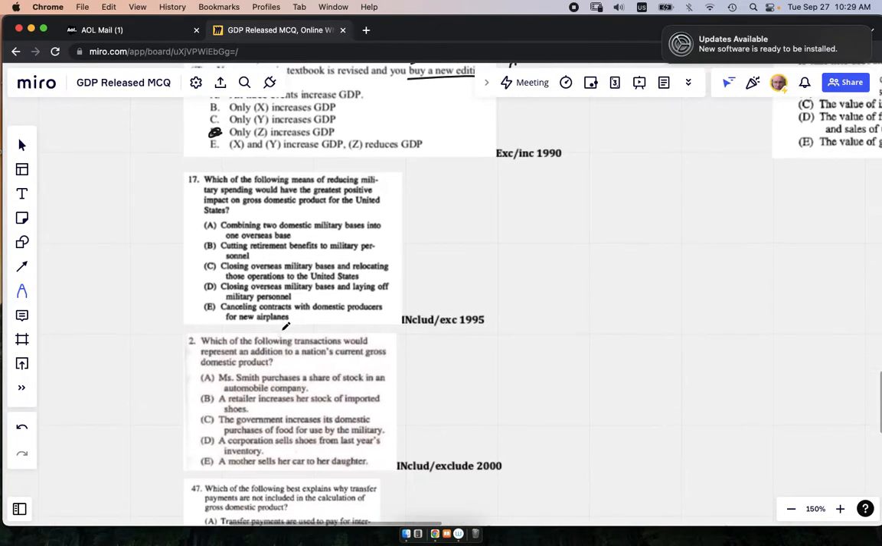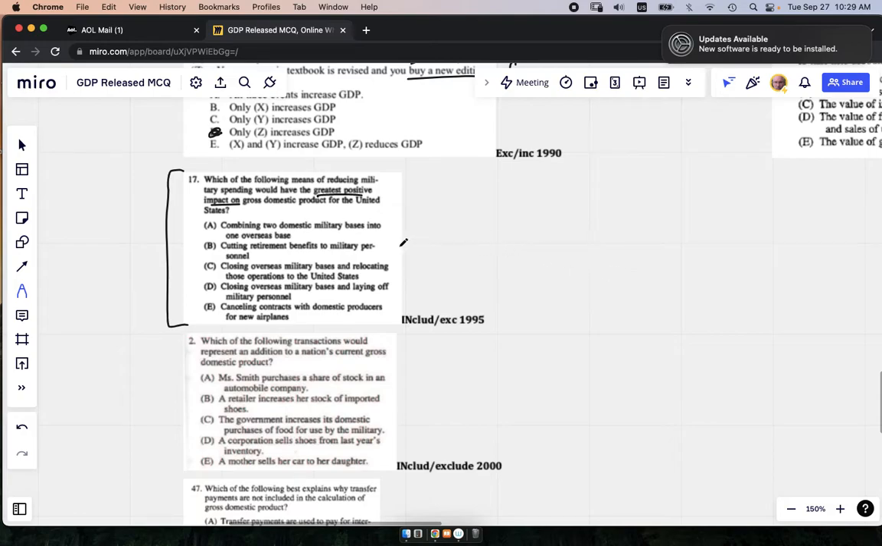Let's flow down a little bit. This is a bit of a weird question, too. Which of the following means of reducing military spending would have a positive impact on GDP? Take a moment, read those, pause, choose your answer.